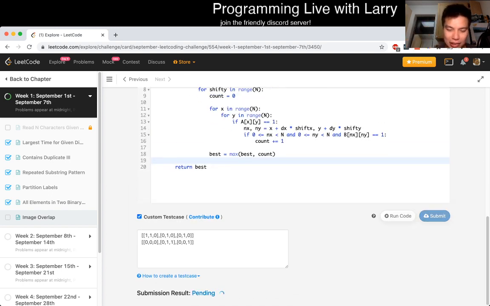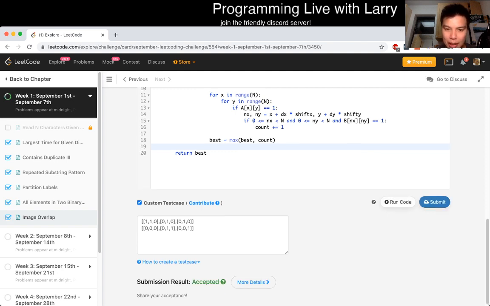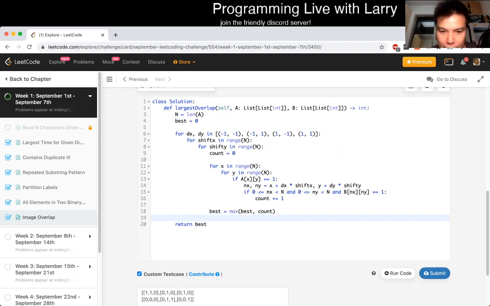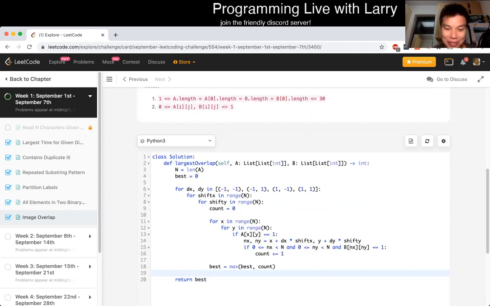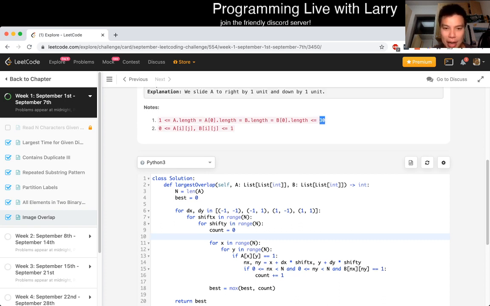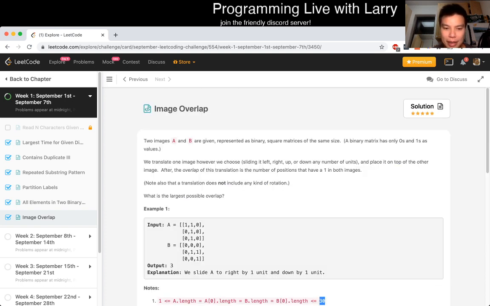It may time out. I think that's the only case. But if it doesn't time out, then that's fine. So how fast is this? Well, it is n to the fourth times some O of one. N to the fourth time, O of one space, so that was pretty good. But given that n is equal to 30, I wouldn't think that much about it. That's all I have for this problem.